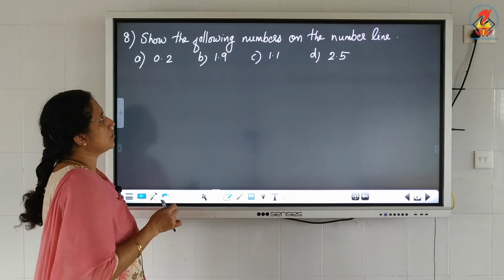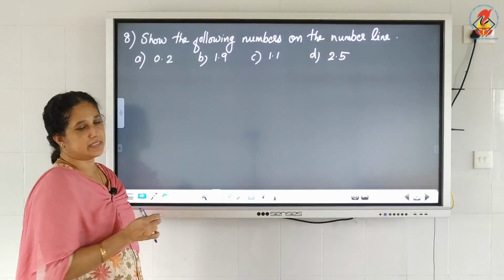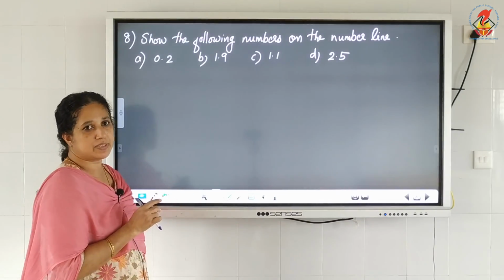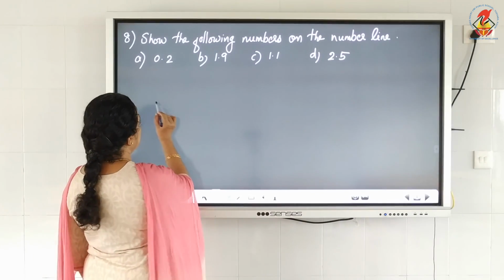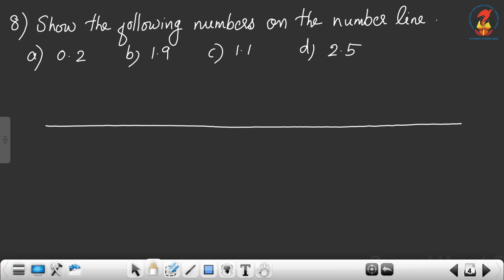Now next question, show the following numbers on the number line. So we have to represent all these numbers on the number line. So we can draw a number line, then put arrow marks on either side. Then look at the numbers. The whole number part, here it is 2, that is 2.5 lies between 2 and 3. So we have to mark the numbers 0, then 1, 2 and 3.